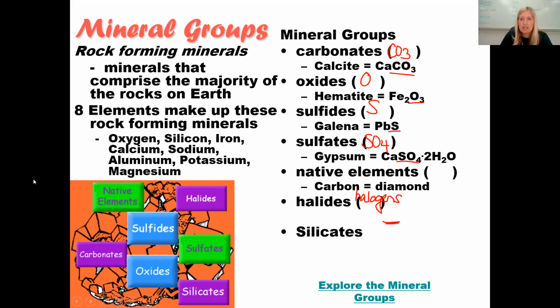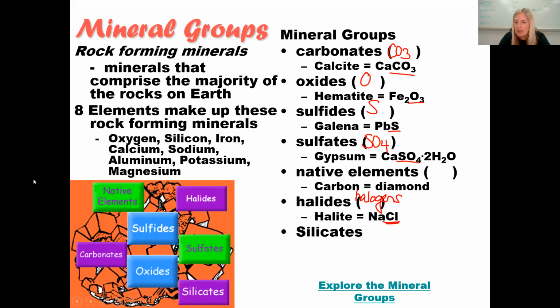Native elements just mean elements all on their own. Like just carbon would be diamond. Just the sulfur is sulfur as an element. It's also sulfur as a mineral. Our halides are going to have any of our halogens at the end. So chlorine, fluorine, bromine. Our halite, for example, is an example of that. Since we said that's NaCl, since it ends with a halogen, that's what makes it a halide.